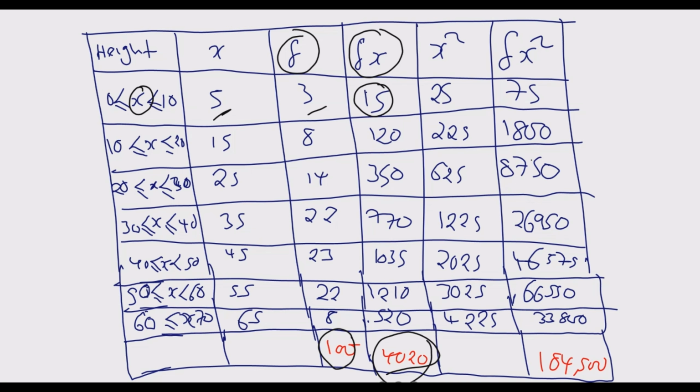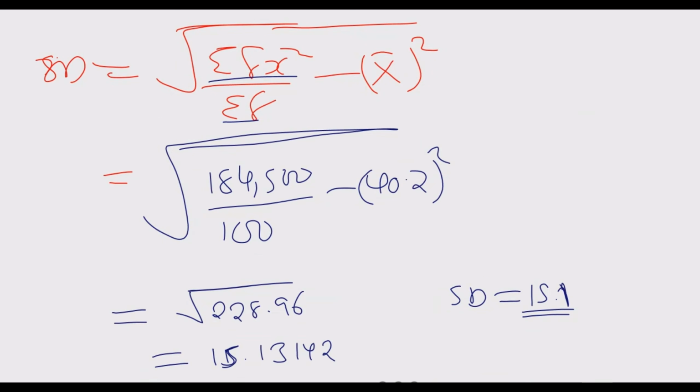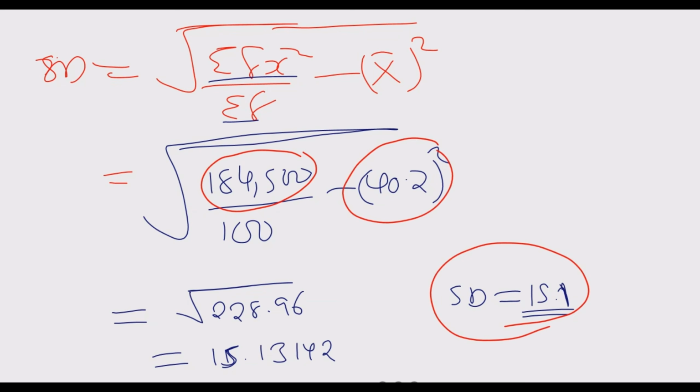Then you do the same, you square the x's, then you're going to have this 25. This 25 you multiply by the frequency, you're going to get, for example, 75. Then you sum all these, you're going to end up with this number that we just found, which is 184,500. And this is the same number that we used previously to find the standard deviation. These are numbers, which is this one and this, then you still get the same answer. So basically this is how you answer this question to get the optimal marks.